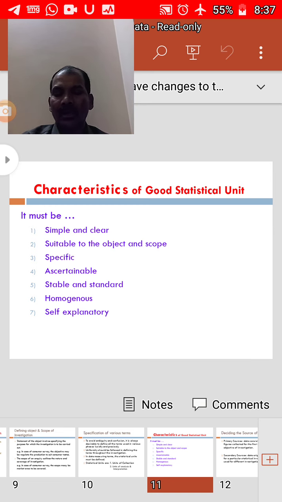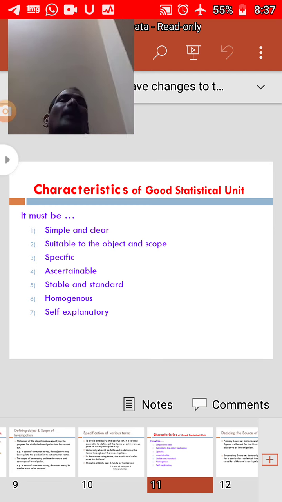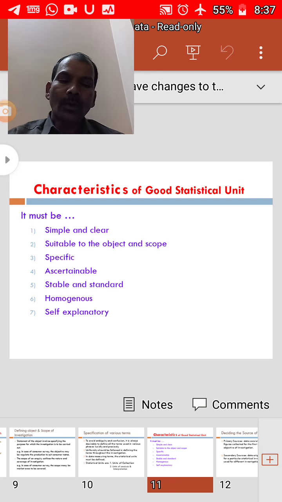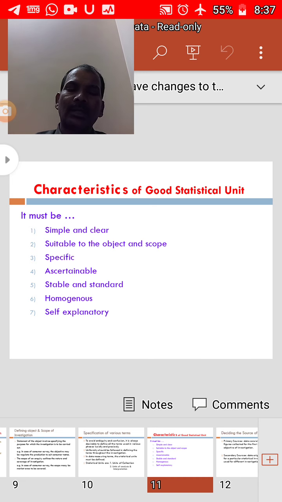It must be ascertainable. Any unit of study must exist in the real world population. It cannot be hypothetical, unreal. In the words of W.I. King, not only must the units be defined with precision, but it must also be such a measure that it may be correctly ascertainable.